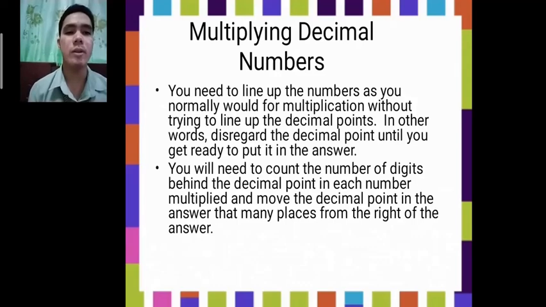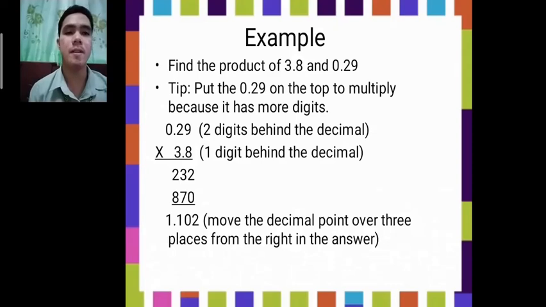Next, you will need to count the number of digits behind the decimal point in each number multiplied and move the decimal point in the answer that many places from the right of the answer. So we just first disregard the decimal point, then proceed to multiplication. For example, find the product of 3.8 and 0.29. So tip, put the 29 on the top to multiply because it has more digits.